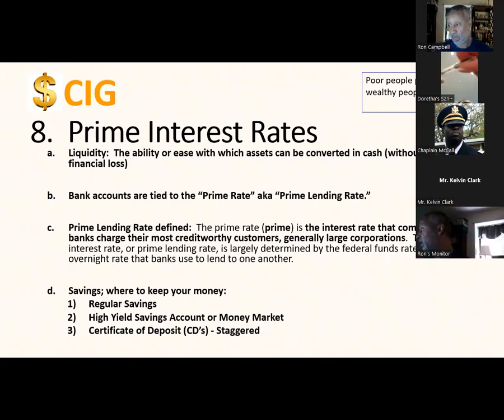Each one of them has a different level of liquidity, and they all pay different rates. Your regular savings pay lower than your money market or high yield savings account, and CDs pay the most within a bank. Even in CDs, you want to make sure they stagger. You may want a 6-month CD, a year CD, so they all come due at different times.